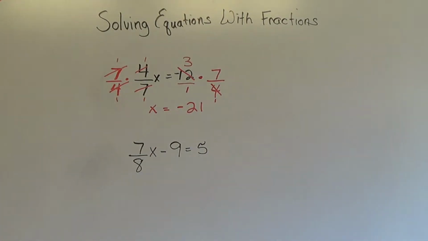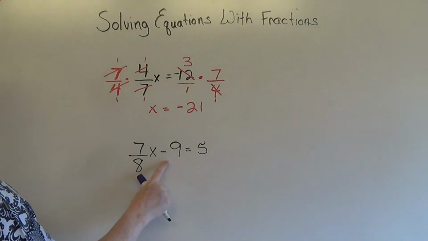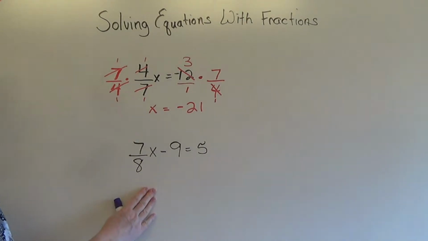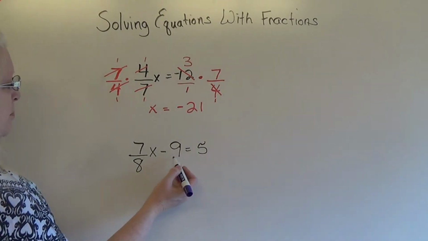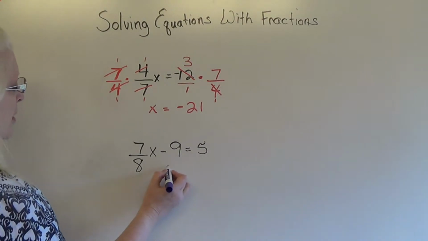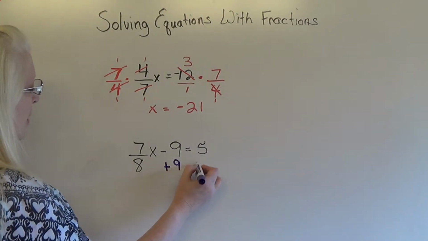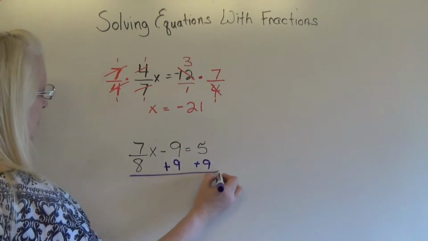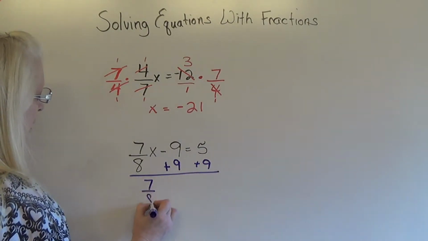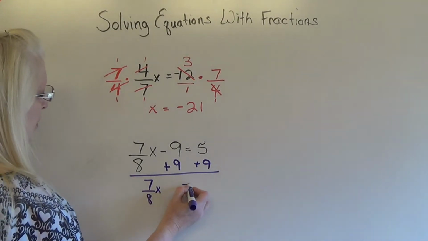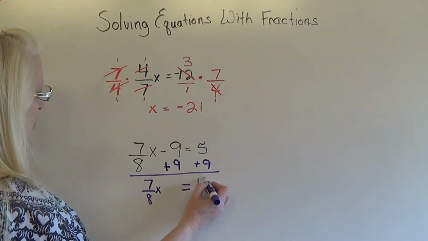Let's look at this next one underneath. This one has a fraction attached to the x again, similar to the one above. But we also have a -9 on the left side of the equal. Well, this is called a two-step equation. You always want to complete all of your addition or subtraction first. So let's move the 9 to the other side by taking the opposite. So we're going to add 9 on both sides. This gives us 7/8 x, our equal sign, and 5 plus 9 is 14.